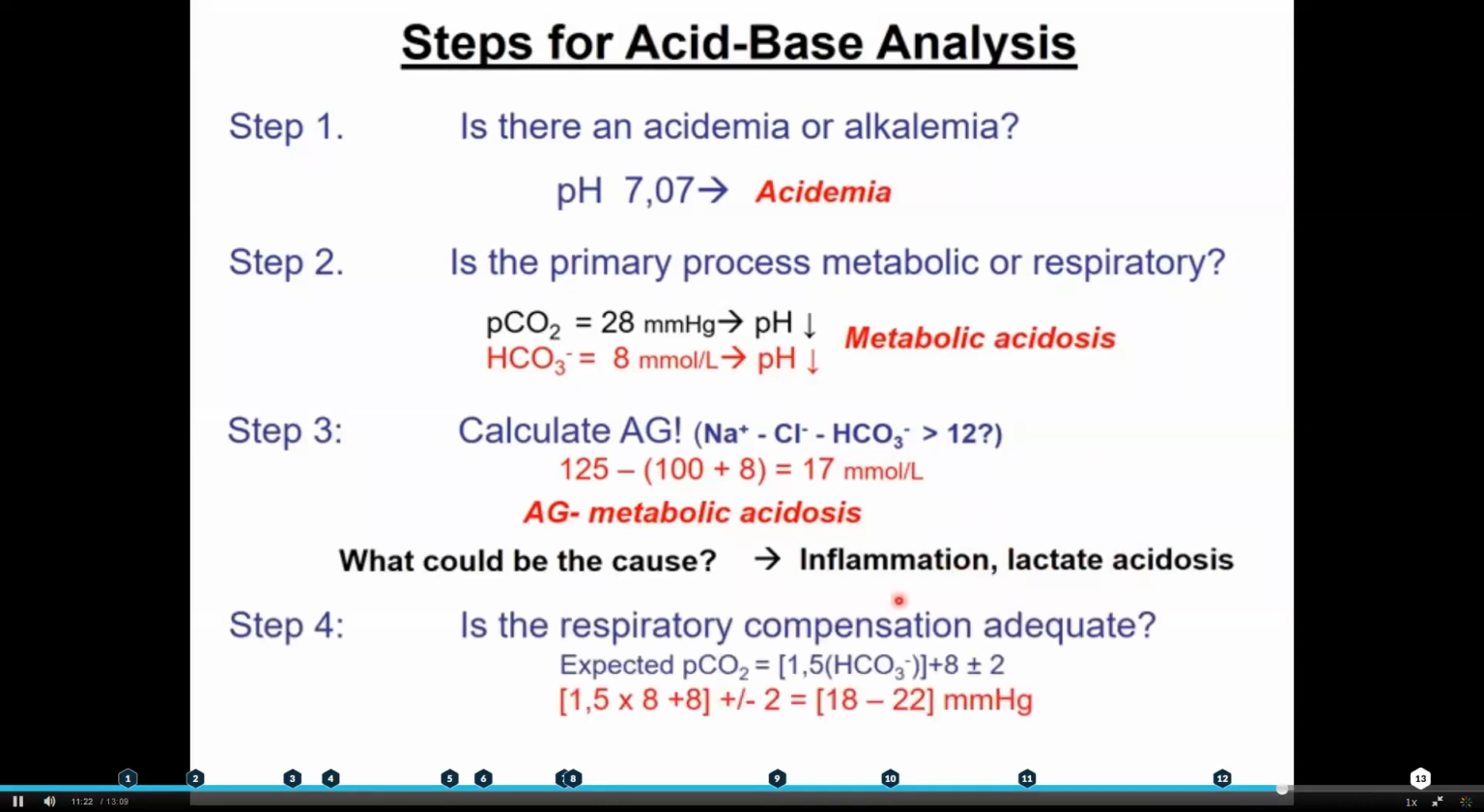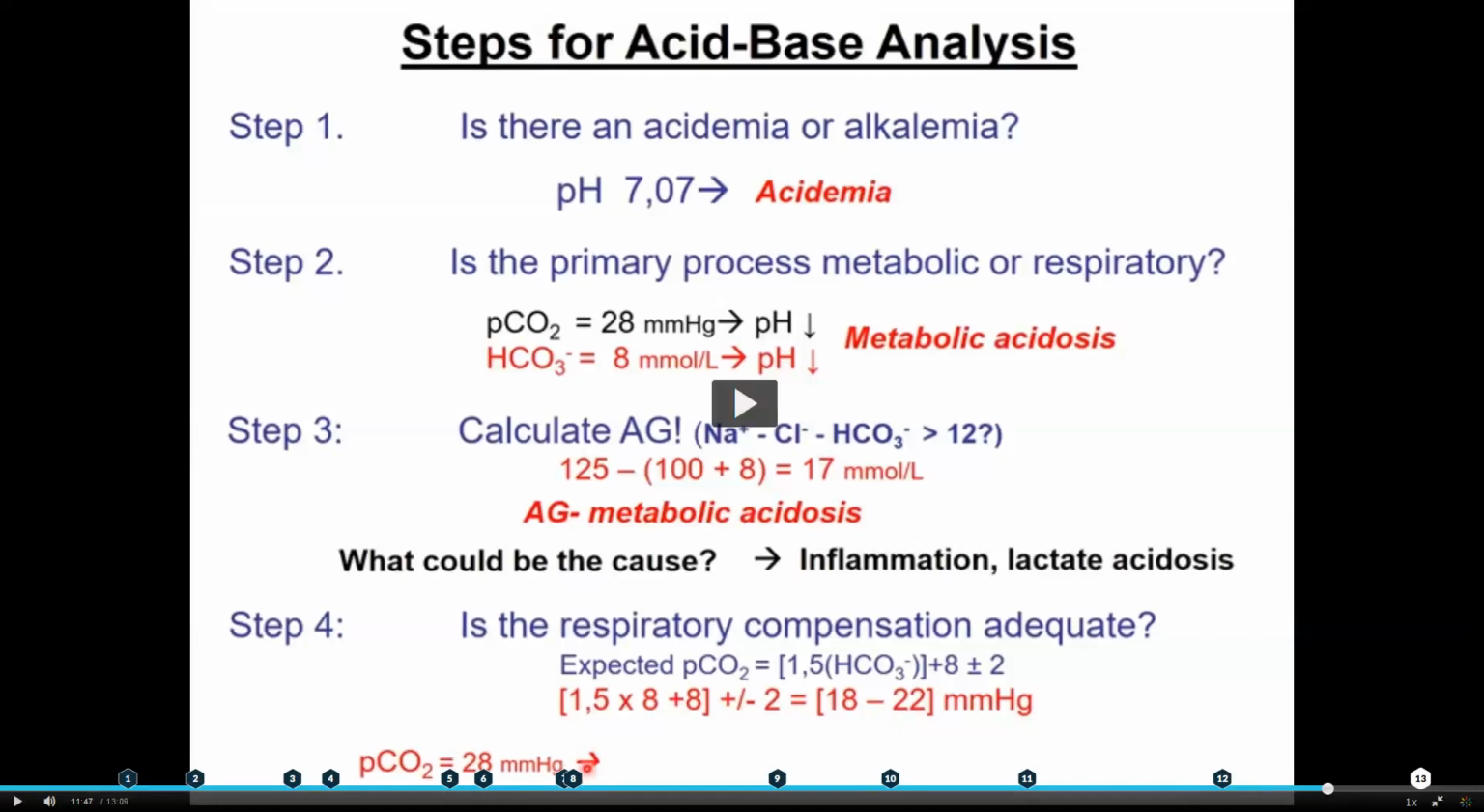Next one, is the respiration adequate or not? Expected PCO2 is equal to 1.5 times 8 plus 8. That means between 18 and 22. And she has 28. So what does it mean? She could not hyperventilate as much as needed for the normal compensation.